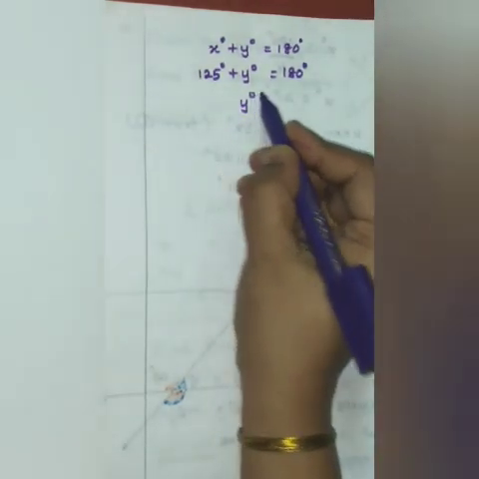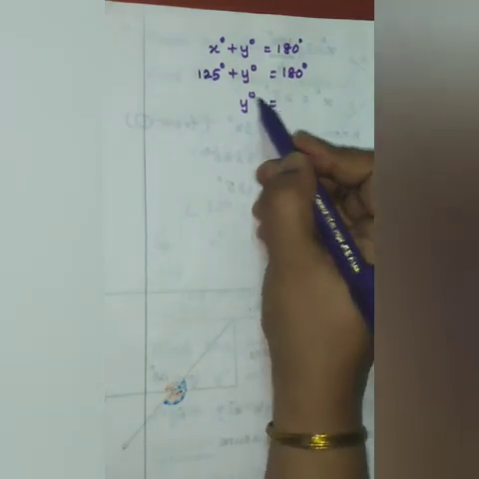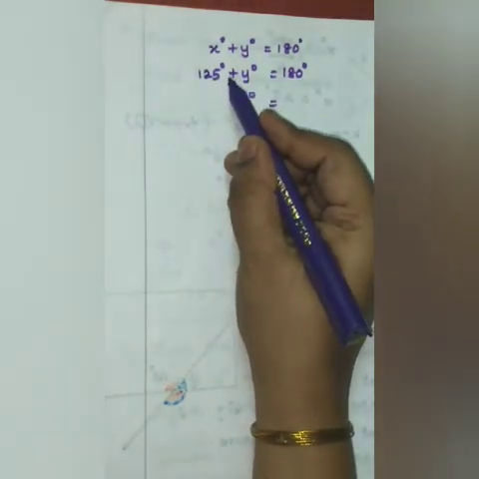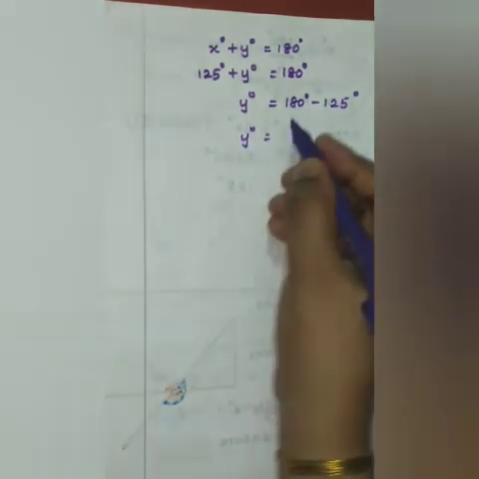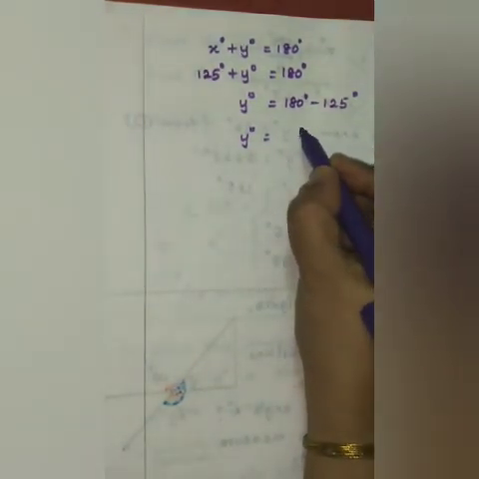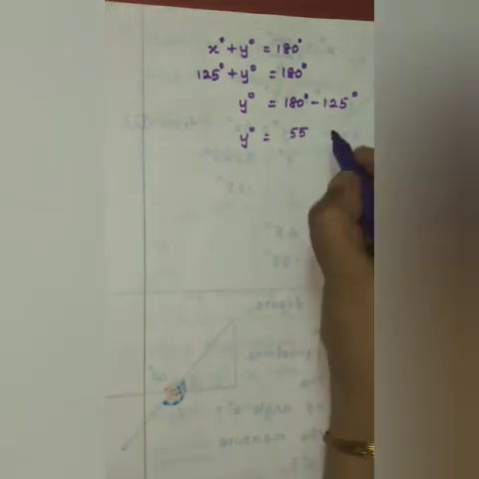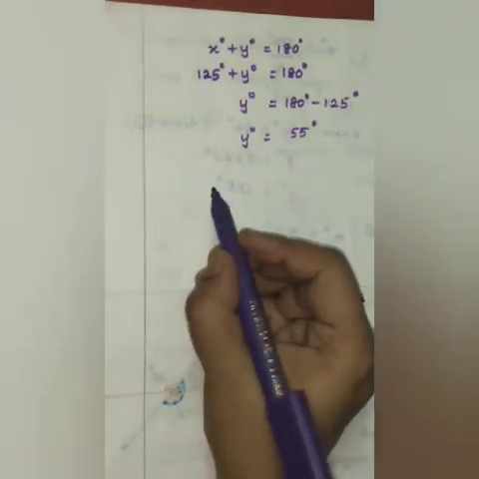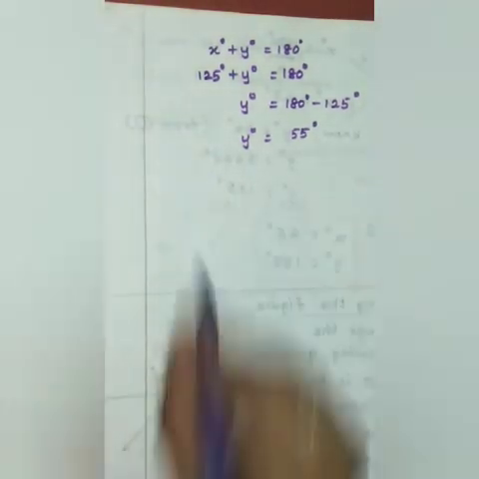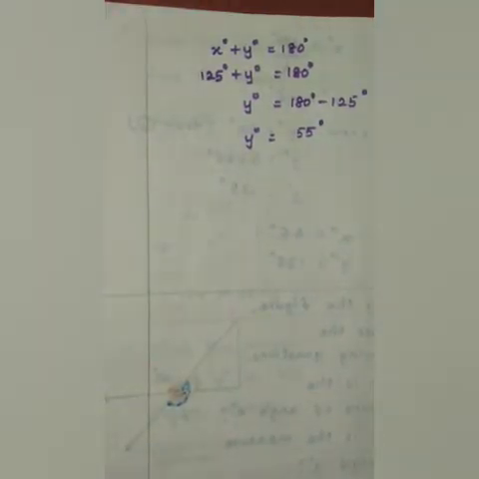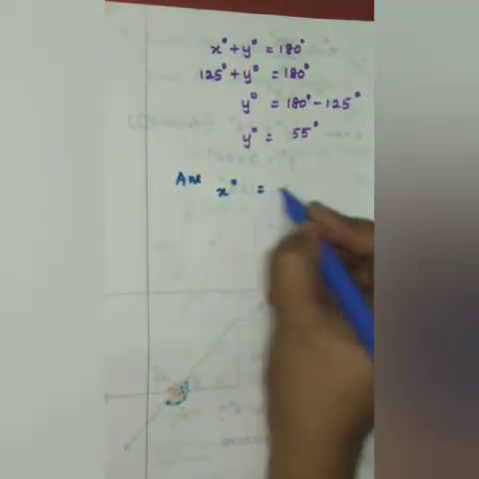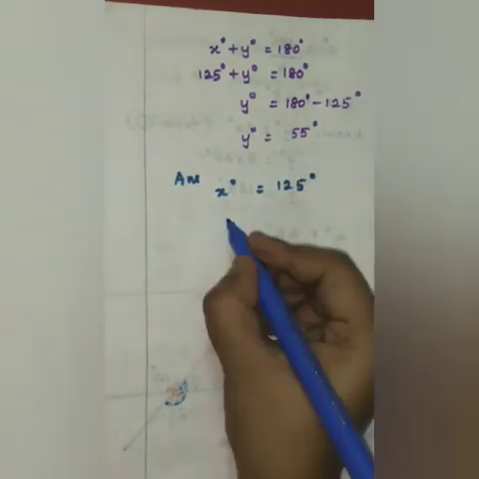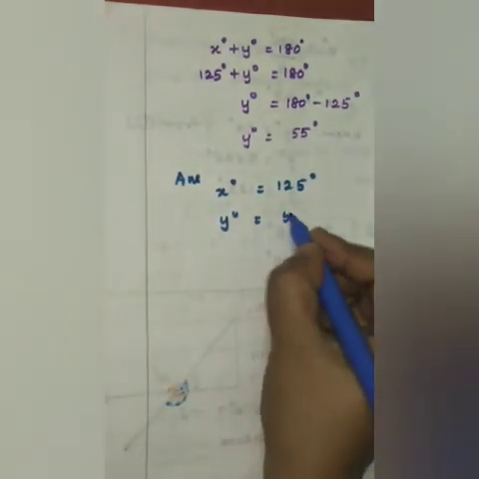To find the value of y degree, bring this 125 to the other side. Since 125 is added, when you bring it to the other side, it has to be subtracted. So when you subtract 125 degree from 180 degree, you will get 55 degree. So the value of x degree is 125 degree. The value of y degree is equal to 55 degree.